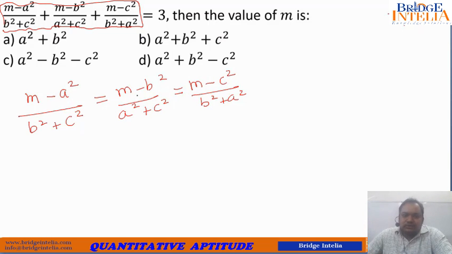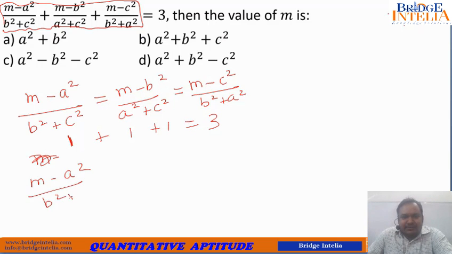If you assume this to be true, what are we actually trying to say? This 3 can be equally divided into these three portions. So it would mean that this is equal to 1 plus 1, and hence the answer came out to be 3. So I can safely say that m minus a square by b square plus c square must be equal to 1. From here you can see that m is equal to a square plus b square plus c square. See how easy things become.